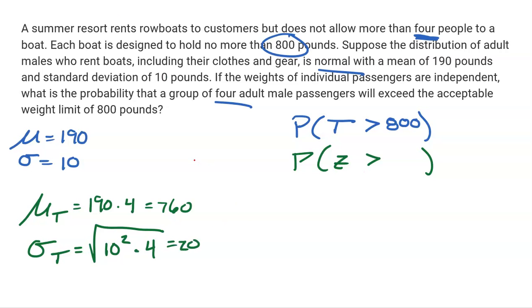Now I can find that z-score that represents 800. So 800 minus the mean of 760 divided by the standard deviation of 20. Grab a calculator if you need to. Just take your time, and that is a z-score of exactly 2. It kind of works out when it's a nice value. So asking about the probability exceeding 800 is the same thing as a z-score exceeding 2.